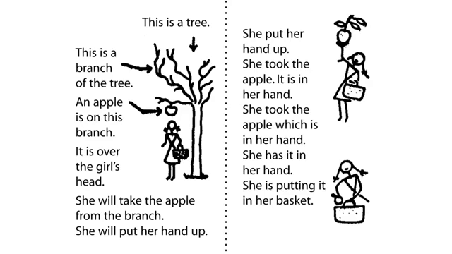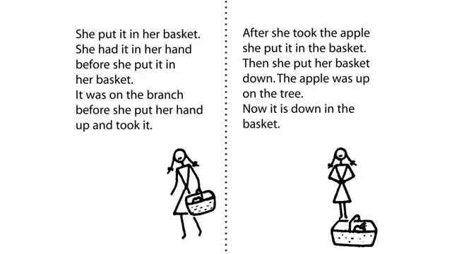She is putting it in her basket. She put it in her basket. She had it in her hand before she put it in her basket. It was on the branch before she put her hand up and took it. After she took the apple, she put it in the basket. Then she put her basket down. The apple was up on the tree. Now it is down in the basket.